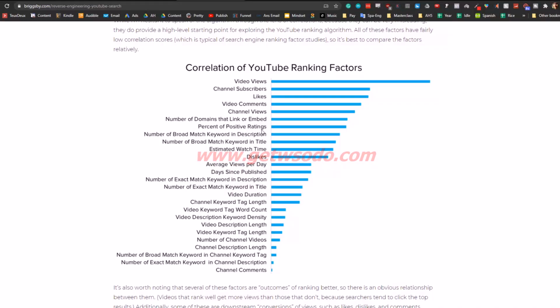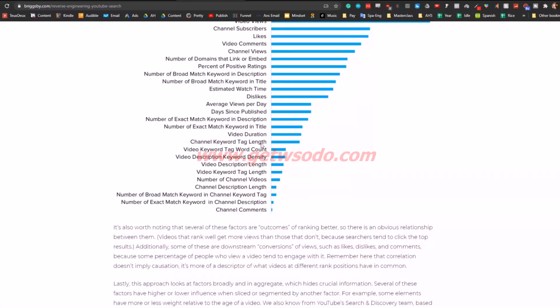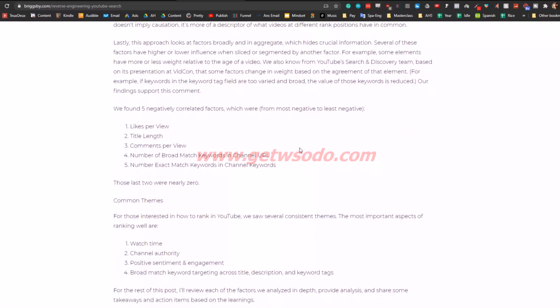Percent of positive ratings, number of broad match keywords in descriptions, number of broad match keywords in title, estimated watch time, dislikes, average views per day, days since published, number of exact match keywords in description, and we are basically going to leave it there because the rest are a little bit lower down, like video duration. Yeah, we're not going to take a look at that.